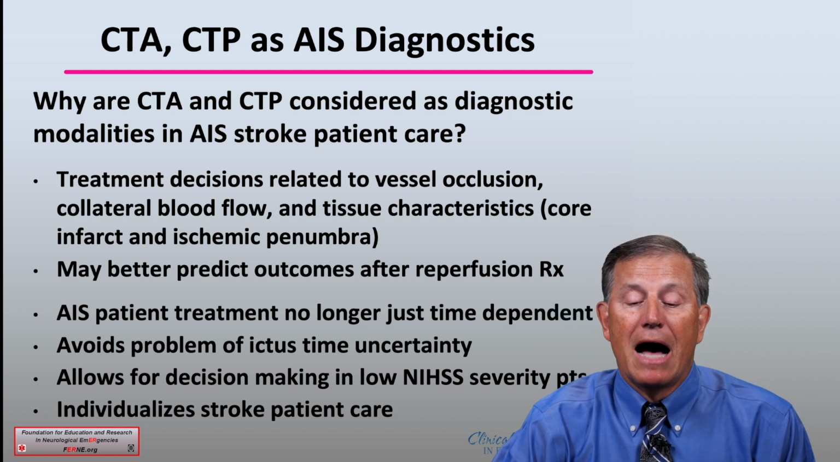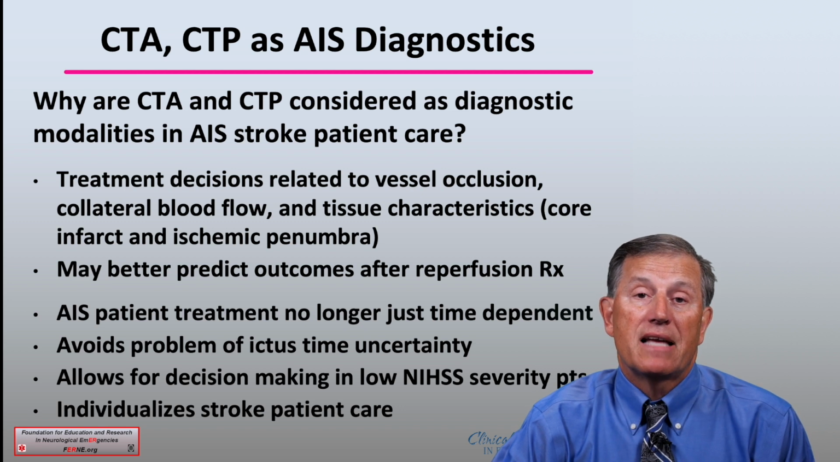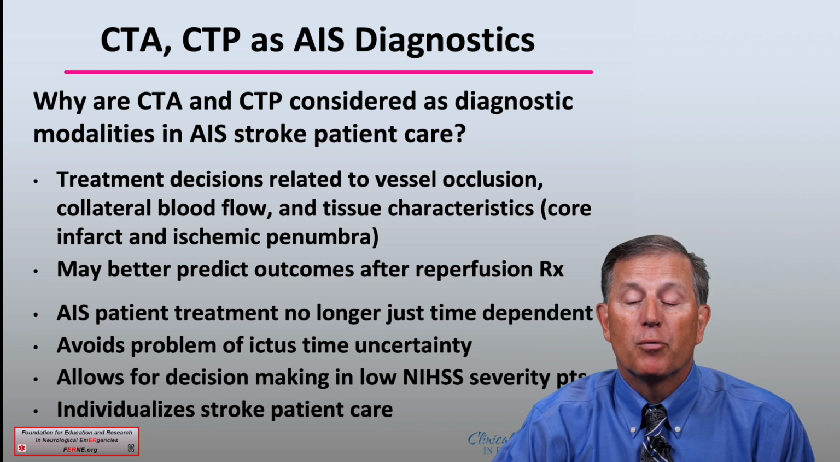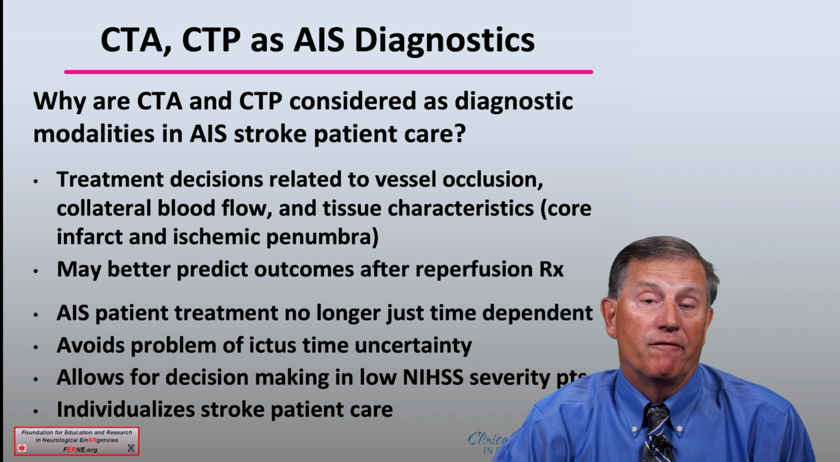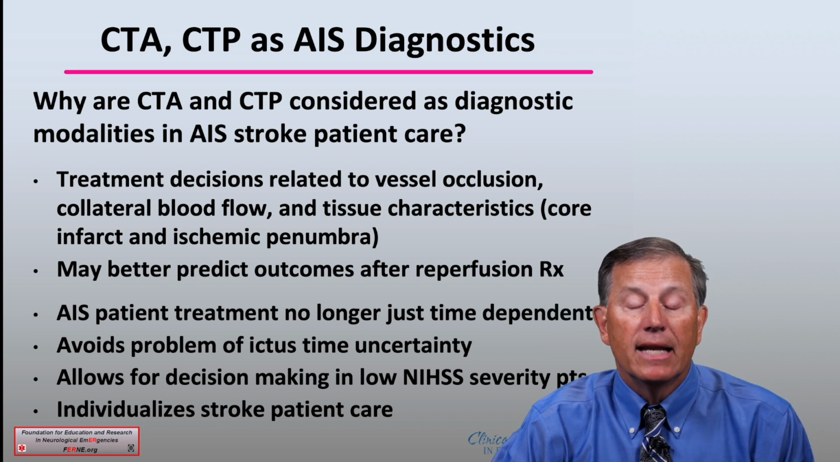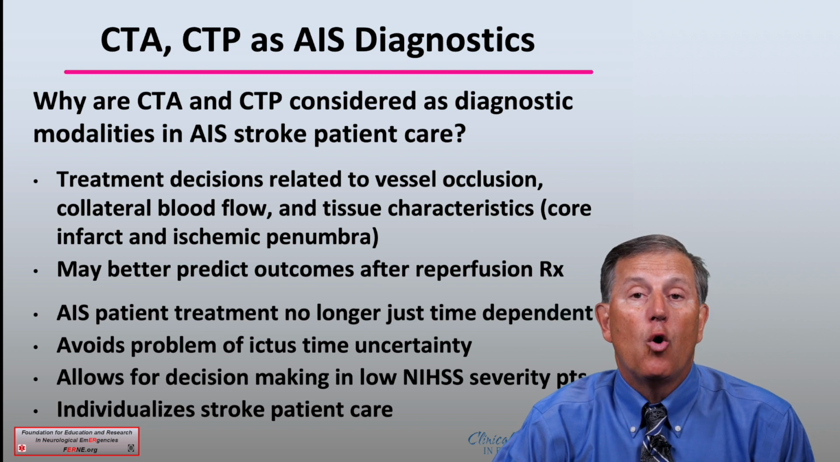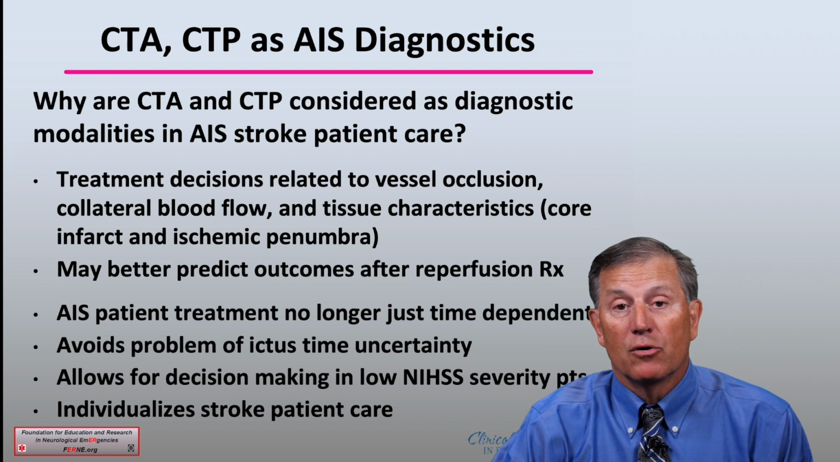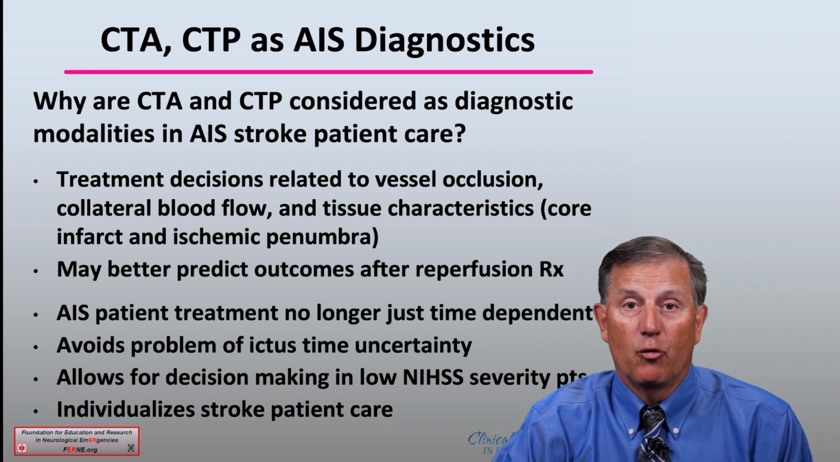And this may better predict outcomes after reperfusion therapy than simply assessing how long it has been since the apparent stroke onset or ictus. This allows us to say that our acute ischemic stroke patient treatment is no longer just a time-dependent problem. It avoids the issue of not knowing for certain when the stroke ictus occurred, and it allows for better decision-making with patients with low NIH stroke scale severity strokes. Most importantly, it does allow the stroke patient care to be individualized to the characteristics of that patient's brain with regard to collaterals, the size of the core infarct, and the size of the ischemic penumbra, which may benefit from our acute aggressive therapies.